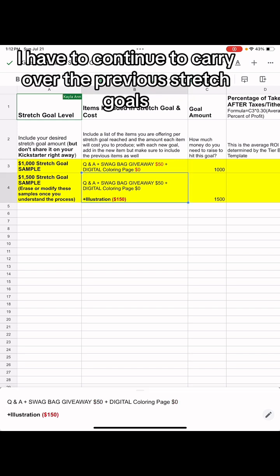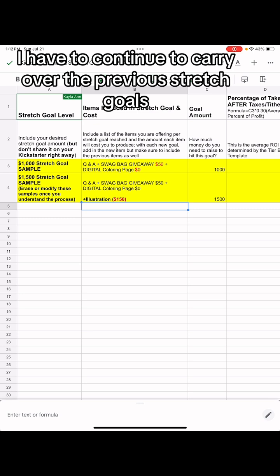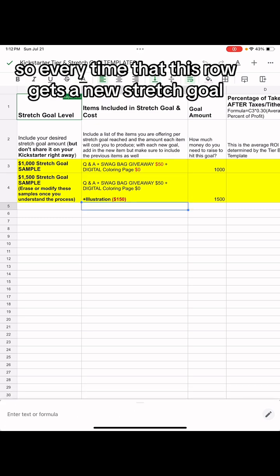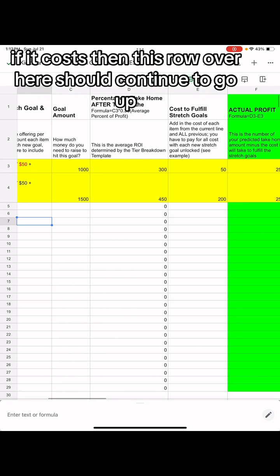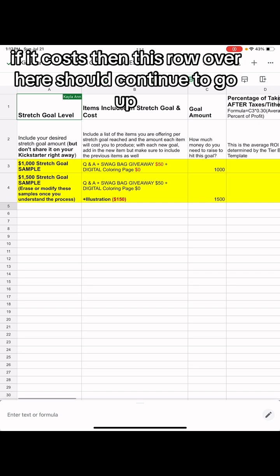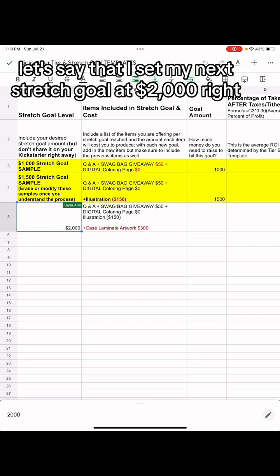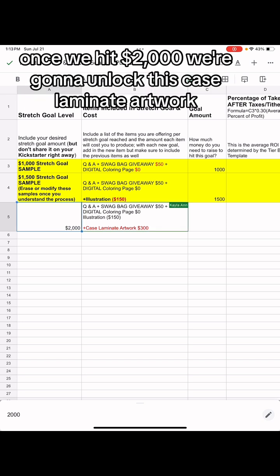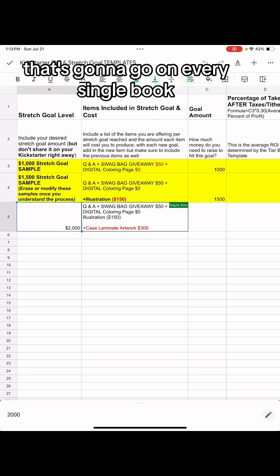So every time that I create a new stretch goal, say in this next box right here, I have to continue to carry over the previous stretch goals. So every time that this row gets a new stretch goal, if it costs, then this row over here should continue to go up. Let's say that I set my next stretch goal at $2,000, right? Once we hit $2,000, we're going to unlock this case laminate artwork that's going to go on every single book.